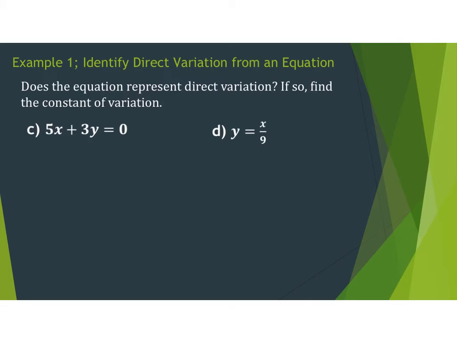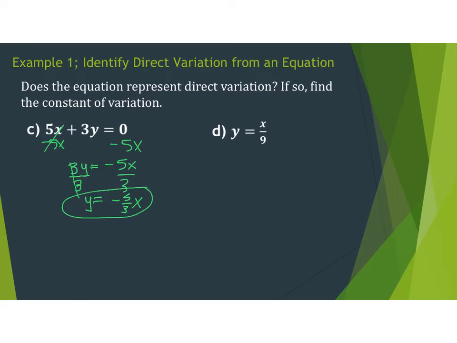Okay, we're going to solve this next one. Is it direct variation? So we subtract the 5x over. And we have 3y equals negative 5x. And then we divide by the 3. And we have y equals negative 5 thirds x.